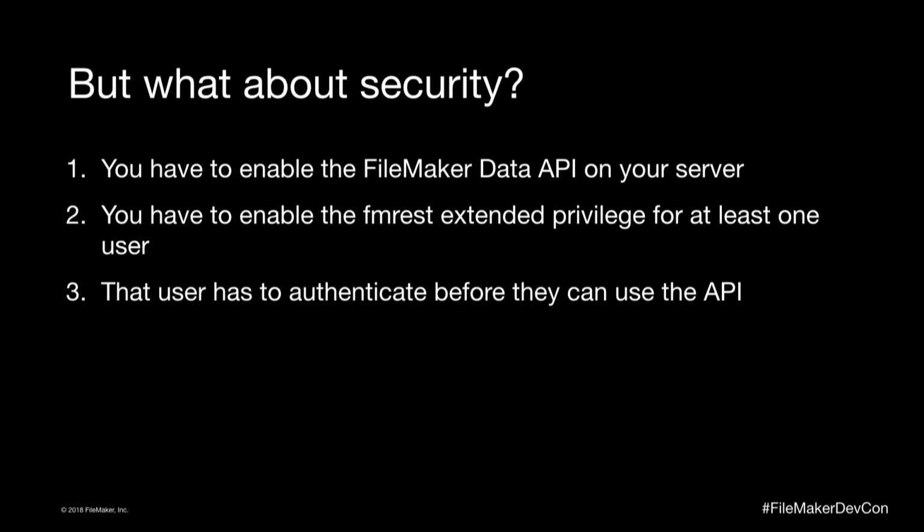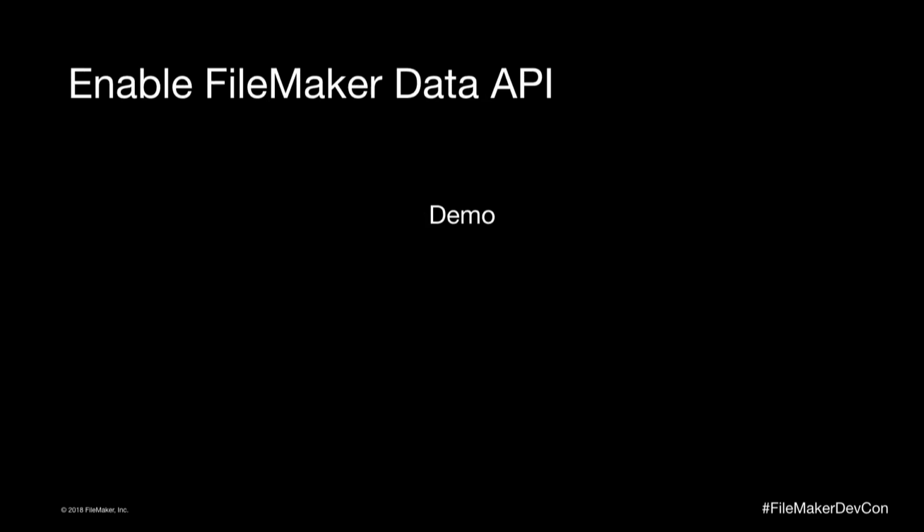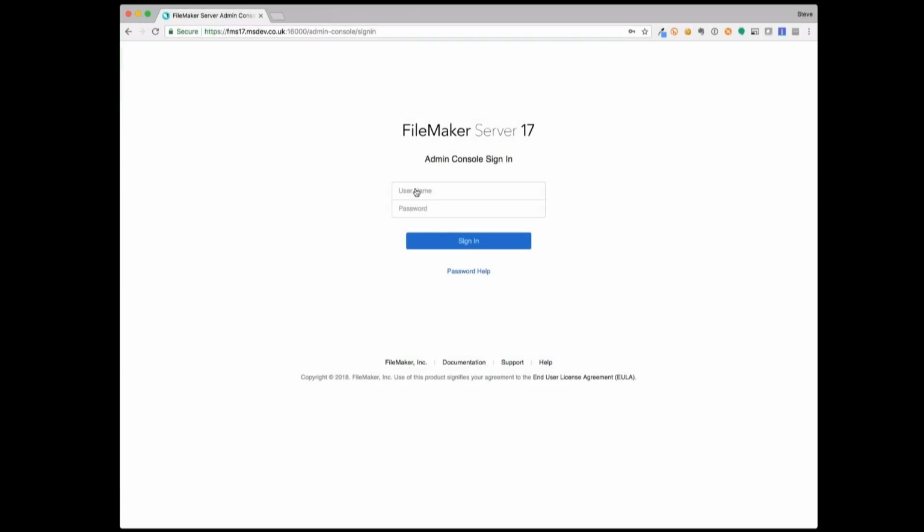And the third thing is the user has to authenticate before they can use the API. So you actually have to log in. In my little demo there, I skipped the logging in step. We'll look at that more. So let's look at enabling the FileMaker Data API.